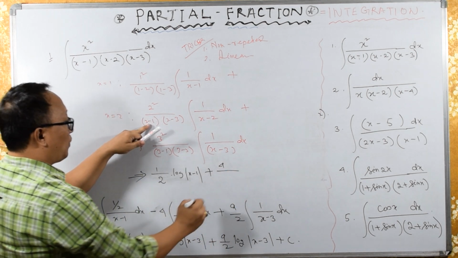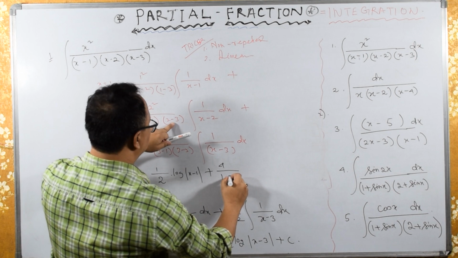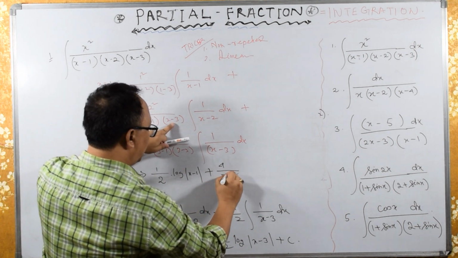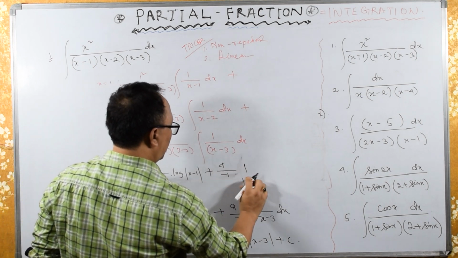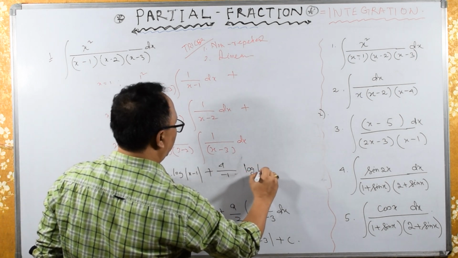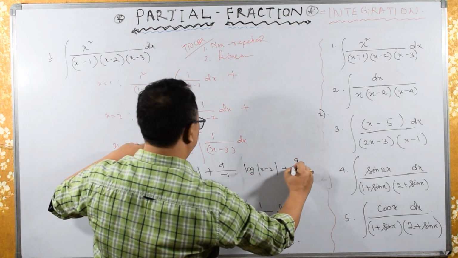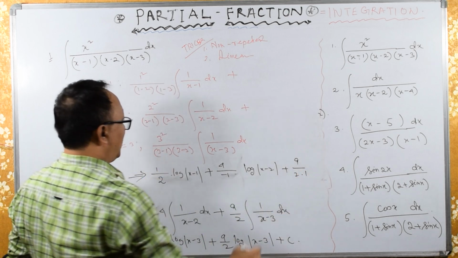Here 2 minus 1 is what? 1. Here 2 minus 3 is what? Minus 1. Here you can write only minus 1. Integration of this is what? We have log of x minus 2. Plus 3 squared is 9, 3 minus 1 is 2, and log of x minus 3.